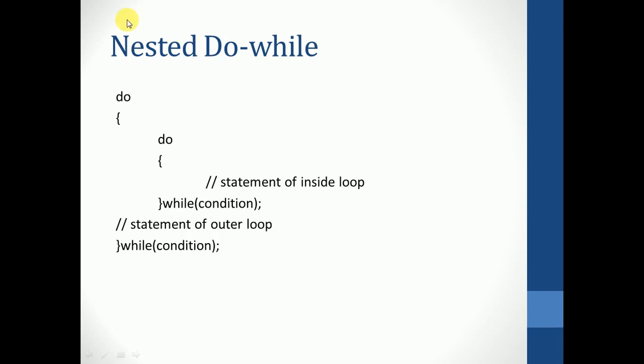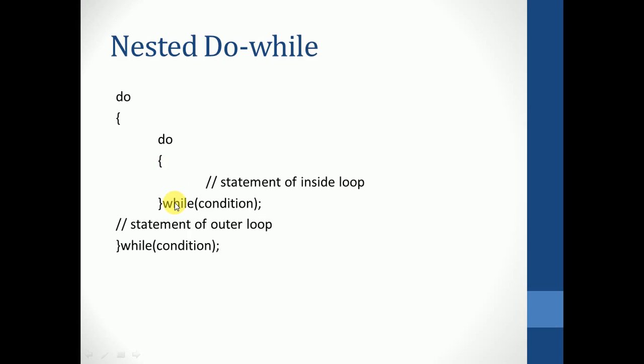Now comes your nested do while. When does do while work? Even if the condition is false, the do while statement will be executed at least once. Now you have a do part here. We are telling our system to do, even if the condition is going to be false. Now inside do there is another do, and this is your inside loop. So again you are telling the system to continue even if the condition is false.